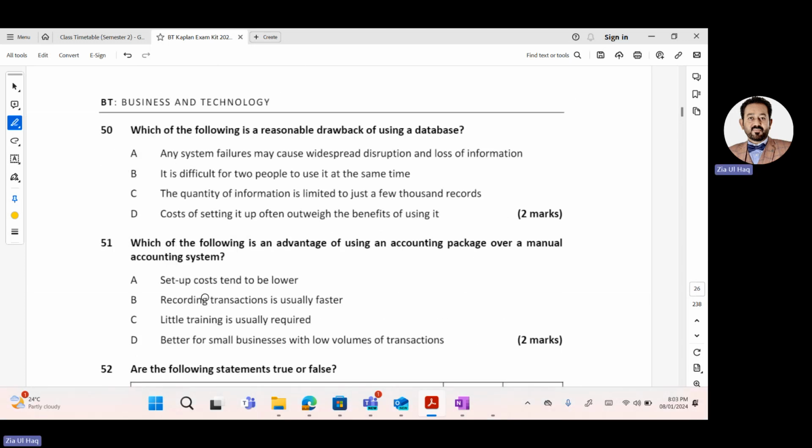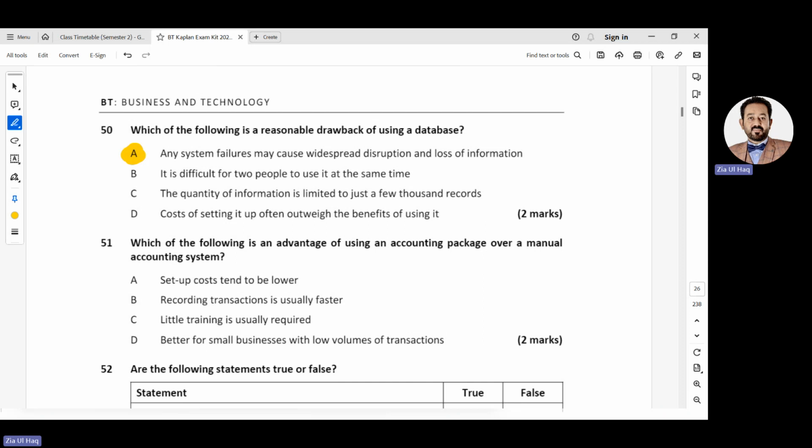50. Which of the following is a reasonable drawback using a database? Any system failure may cause widespread disruption and loss of information. Yes. It is difficult for two people to use it at the same time. No. The quantity of information is limited. No. Cost of setting it up often outweigh the benefits of using it. No. Benefits are more, cost is less. So A option.